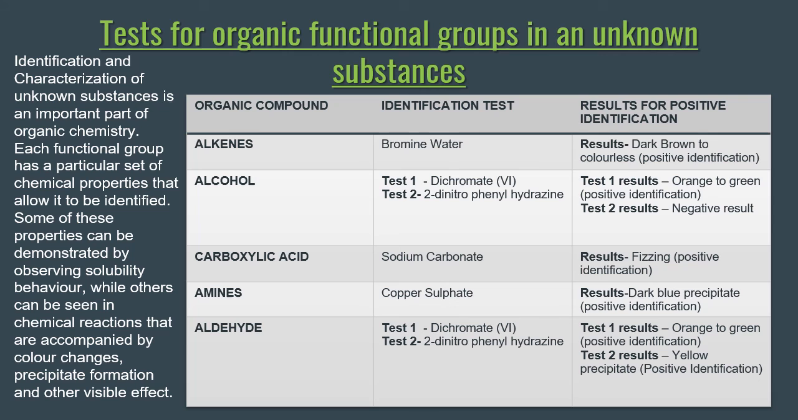The identification and characterization of the structures of an unknown substance are an important part of organic chemistry. I have some results from an identification test that we have done on different functional groups. As you can see, the different compounds behave differently depending on what reactant is used in these experiments. Each functional group has a particular set of chemical properties that allow it to be identified. Some of these properties can be demonstrated by observing solubility behavior, chemical reactions which are accompanied by a color change or precipitate formation, or other visible effects. Please see all the results in the table on the slide.